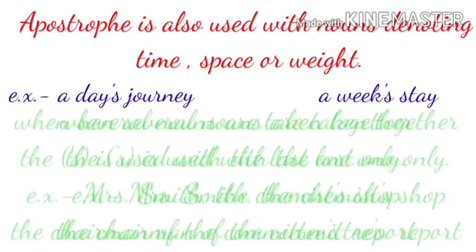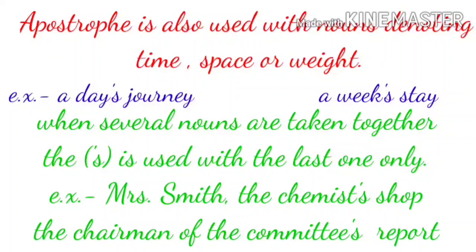When several nouns are taken together, the apostrophe and s is used with the last one only. For example, Mrs. Smith, the chemist's shop. Here Mrs. Smith and the chemist are both nouns, so the apostrophe comes with the last one, chemist. Another example, the chairman of the committee's report. Here chairman and committee are both nouns, so the apostrophe and s come with the last one, that is committee.